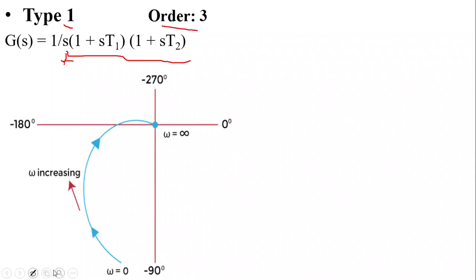Next we have to consider the type 1 and order 3 system. Here type 1 indicates we have a pole at the origin, only one pole at the origin. In the denominator we have 3 poles in total, so it is the order 3 system. And for the diagrammatic representation of this transfer function, we start at minus 90 degrees for type 1, that is omega equal to 0, and it will end at order 3. So here we have order 1, order 2 and then order 3.